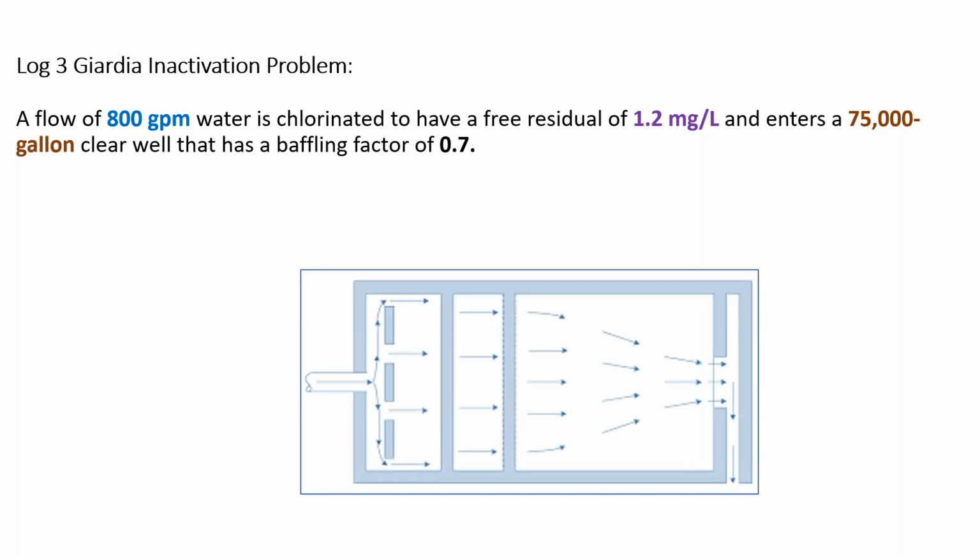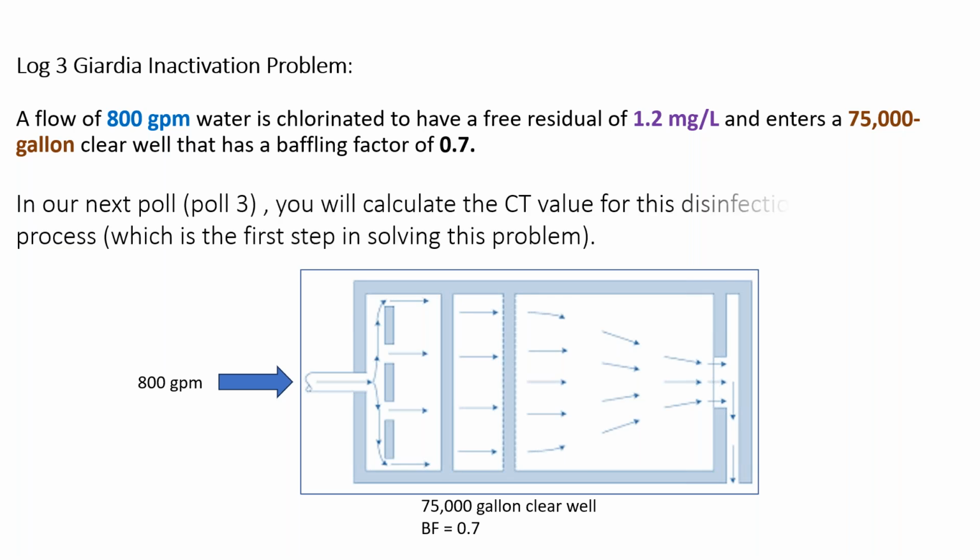So here's our clear well, our 800 gallons a minute going in, and there's our volume and our baffling factor. And so when Owen brings up this next poll, I want you to write something down first. Jot down on a note paper, our flow is 800 gallons a minute. The volume is 75,000 gallons, and the baffling factor is 0.7. Then we have the free residual of 1.2 milligrams per liter.